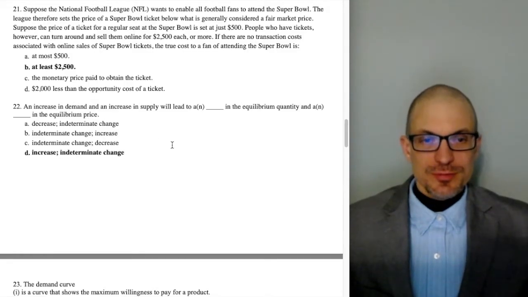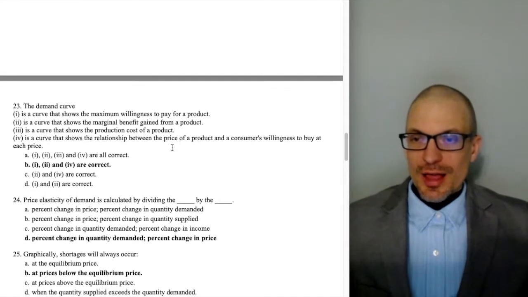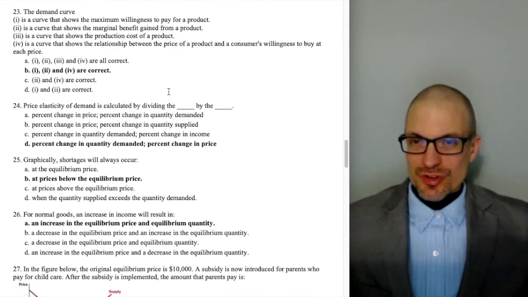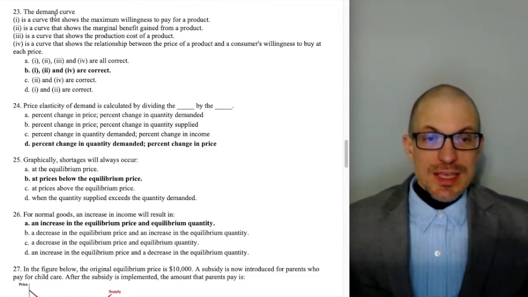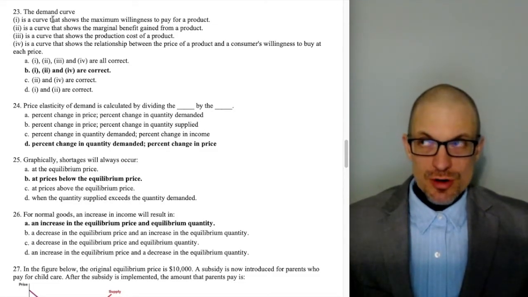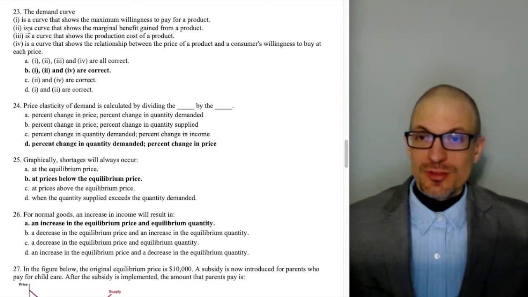effect on price. Okay, the demand curve is a curve that shows the maximum willingness to pay for a product, because willingness to pay is going to be tracking our marginal benefit. We said the theory of demand is the theory of marginal benefit. Indeed, the vertical height of the demand curve at any point gives us the marginal benefit or the willingness to pay for that product. Is a curve that shows the marginal benefit gained from a product?